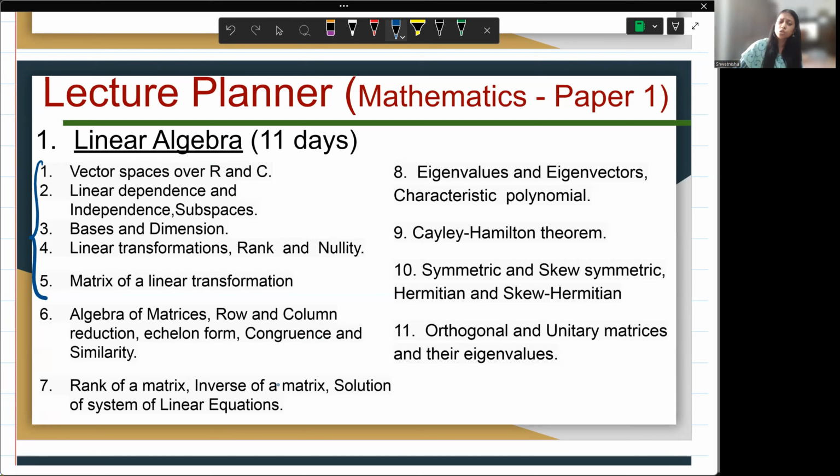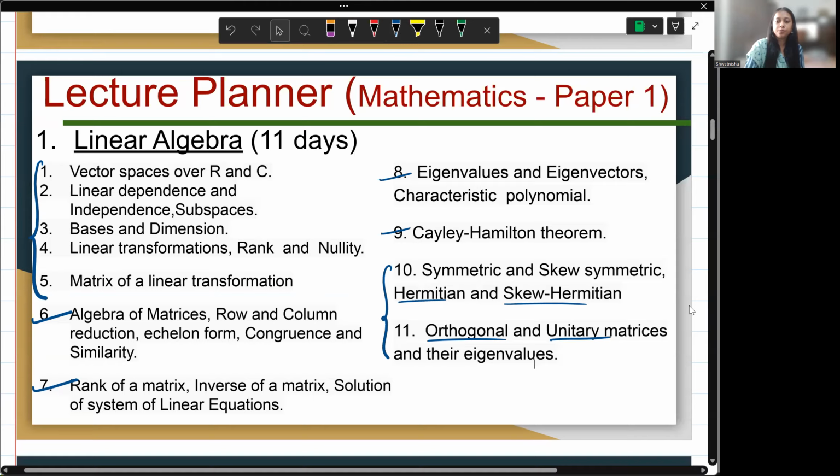After that, mostly everyone has done algebra of matrices, echelon forms, similarity, rank of a matrix, inverse of a matrix, solution of simultaneous linear equations. Everyone knows that, right? Then we have eigenvalues and eigenvectors, Cayley-Hamilton theorem, and these we can just accumulate in one lecture. Some proofs are there related to the eigenvalues of special matrices that include symmetric, skew-symmetric, Hermitian, skew-Hermitian, or orthogonal and real geometries. And this finishes your linear algebra.